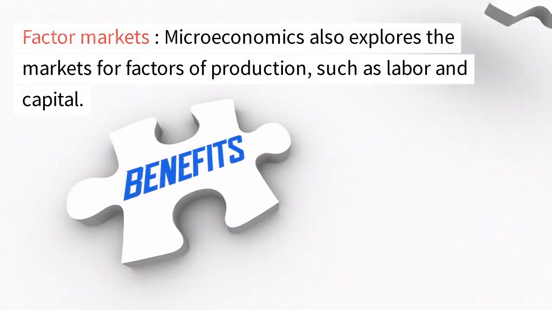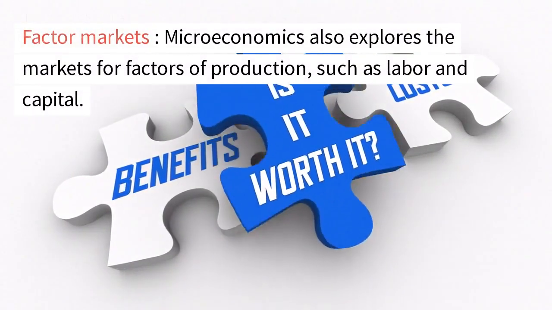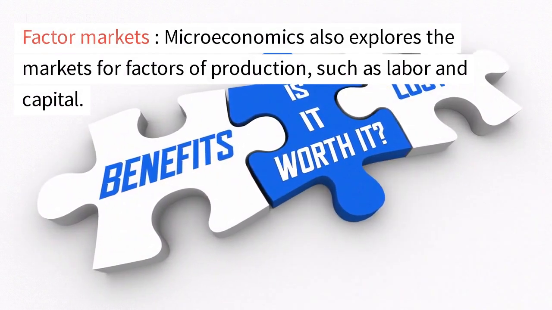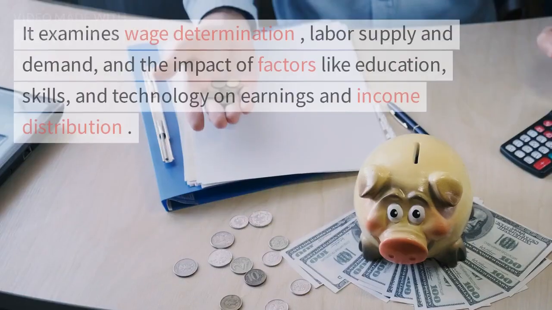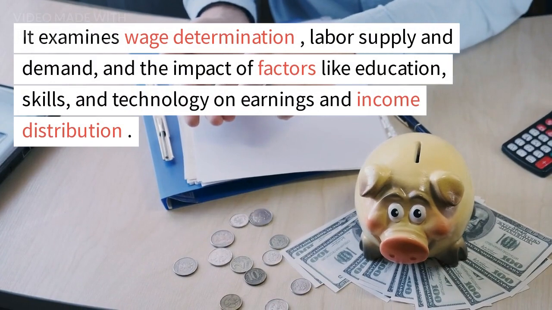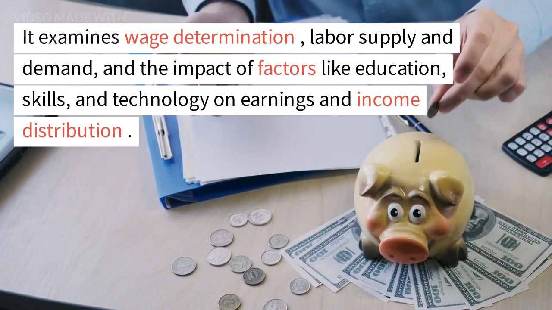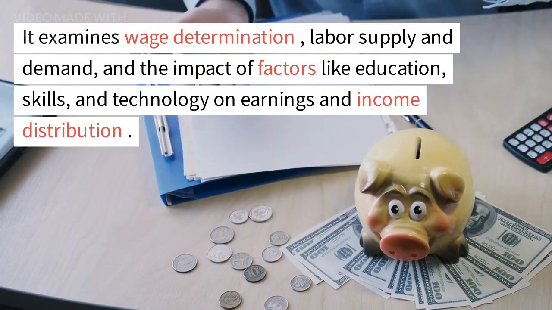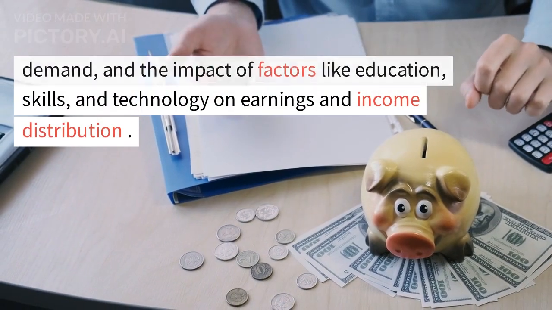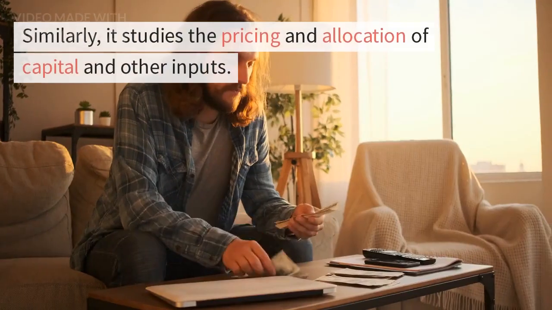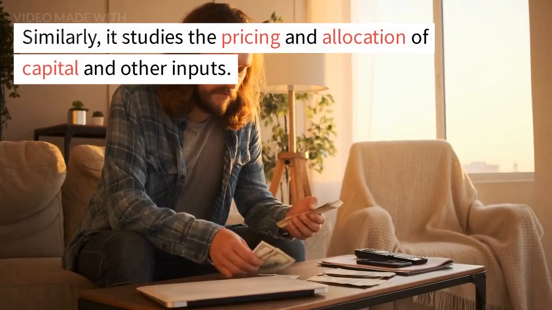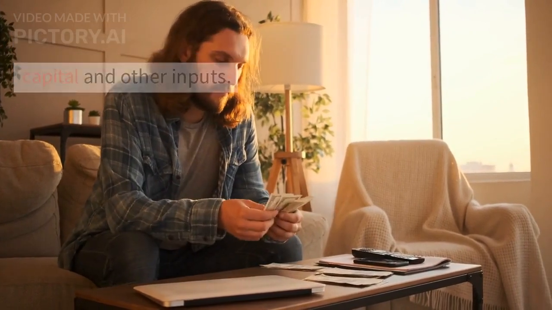Factor markets. Microeconomics also explores the markets for factors of production, such as labor and capital. It examines wage determination, labor supply and demand, and the impact of factors like education, skills, and technology on earnings and income distribution. Similarly, it studies the pricing and allocation of capital and other inputs.